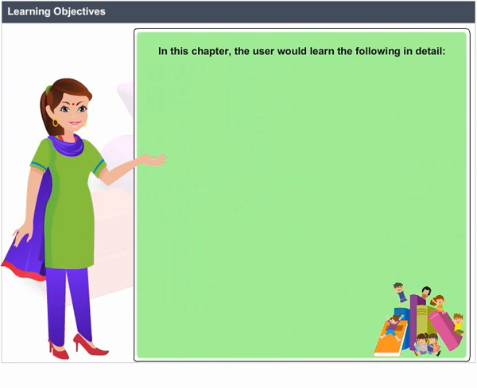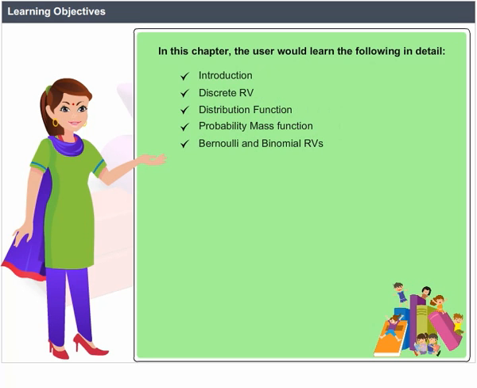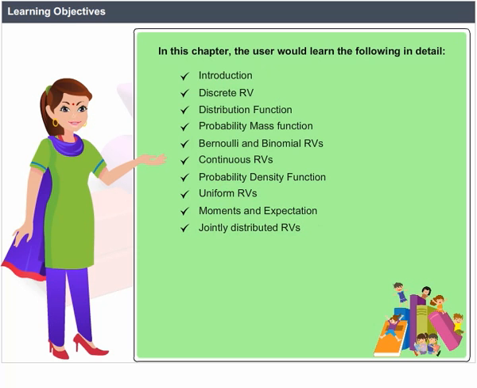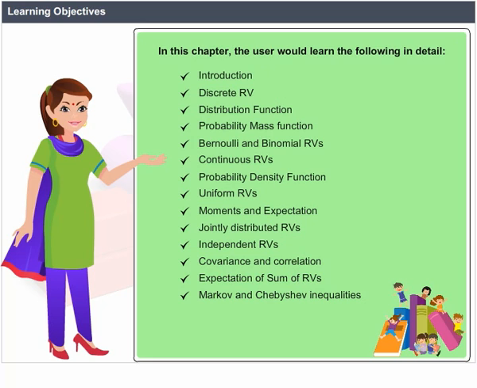Learning objectives. In this chapter, the user will learn the following in detail: introduction, discrete random variable, distribution function, probability mass function, Bernoulli and binomial random variables, continuous random variables, probability density function, uniform random variables, moments and expectation, jointly distributed random variables, independent random variables, covariance and correlation, expectation of sum of random variables, Markov and Chebyshev inequalities.